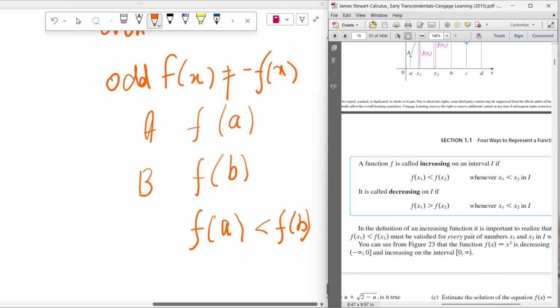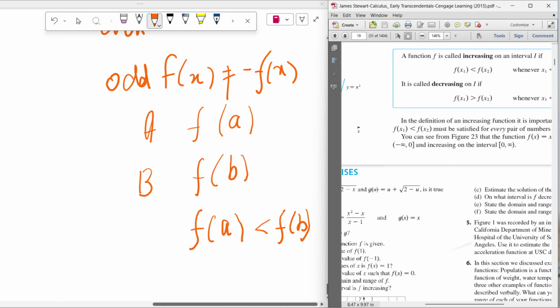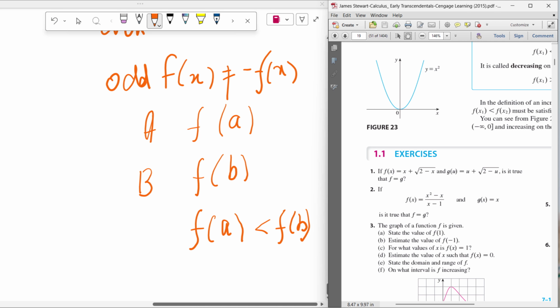So a function is increasing if the value at which the graph started is less than the value at which it ended, and it is decreasing if the value at which the graph started is greater than the value at which the graph ended. So that is the concept of increasing and decreasing functions. This is all about symmetry and increasing and decreasing functions.